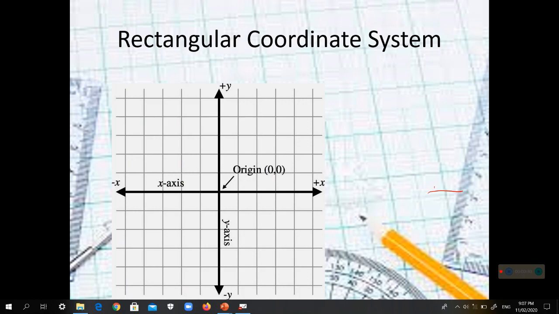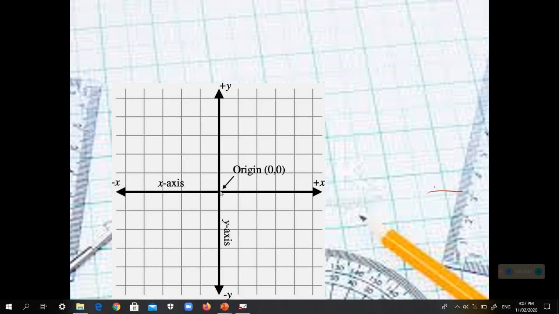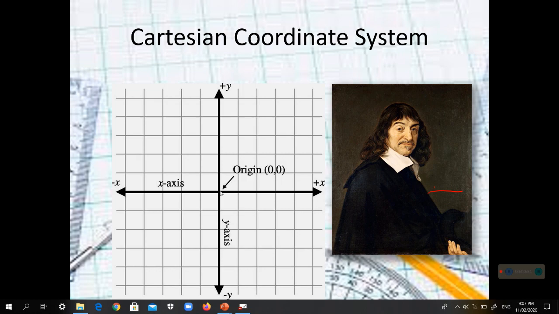So let us have again the Cartesian coordinate system. Here we have the horizontal number line, which is the x-axis. The vertical one is the y-axis. And the point of intersection here is the origin. As you have noticed, here is the inventor. He is the one who introduced the Cartesian coordinate system. So again, he is René Descartes.